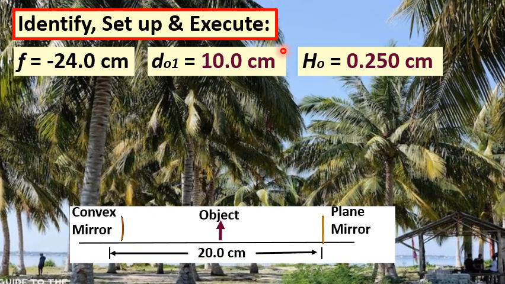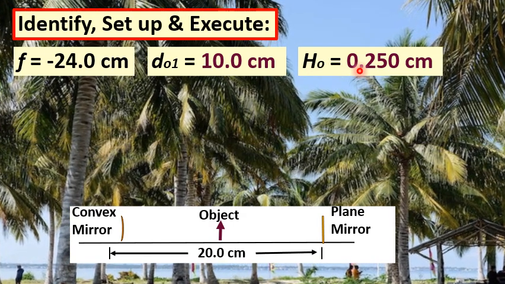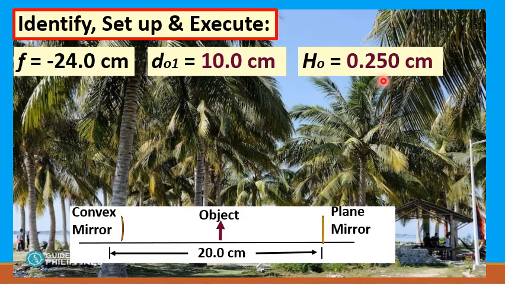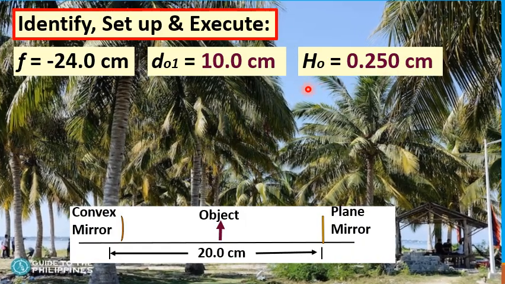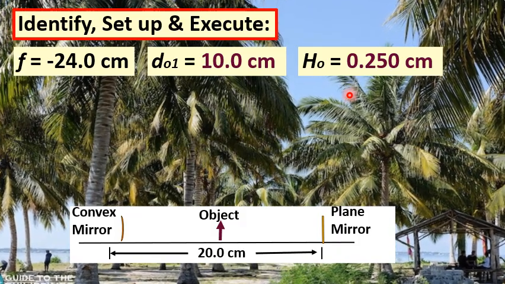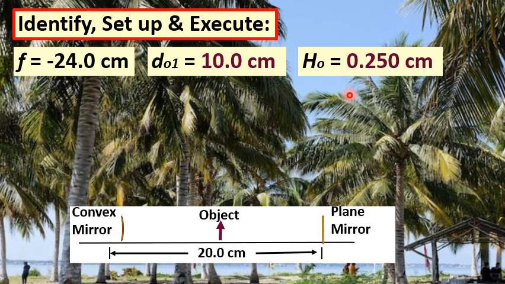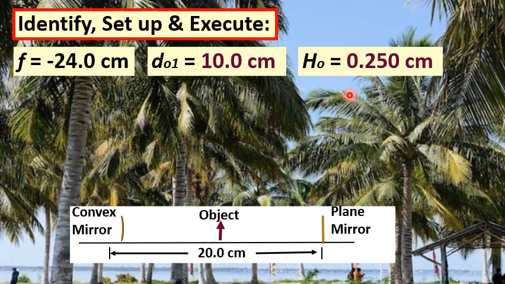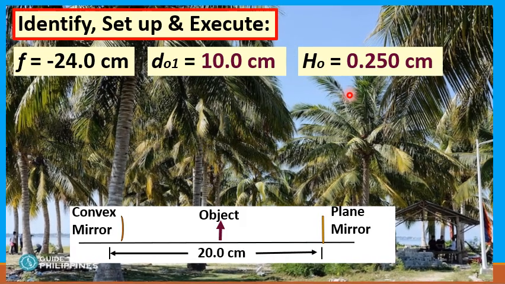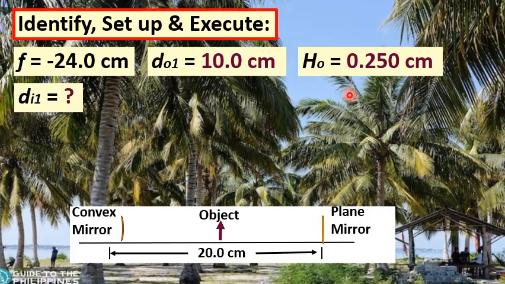Its height, denoted by capital H sub O, is equal to 0.250 centimeters. And we have three target variables in this problem. Take note, in the given situation, the spherical mirror forms multiple images of the object, and we are asked to find the location of the first closest image from the convex mirror, denoted here by d sub I1.